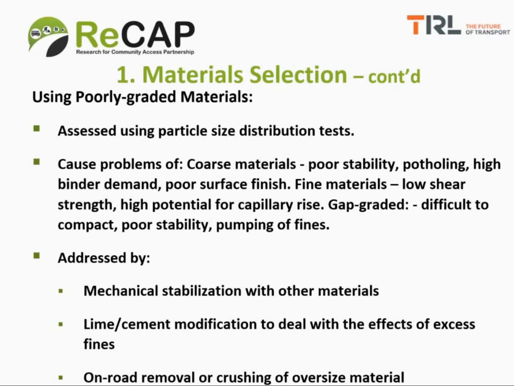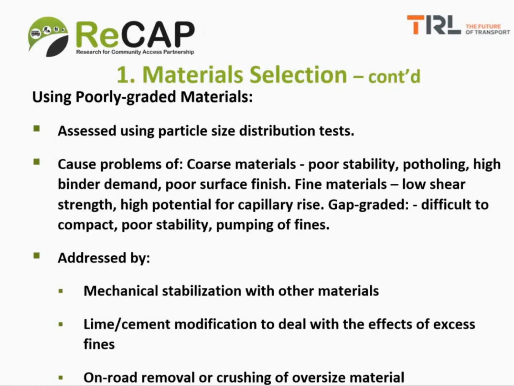And if used in the upper pavement layer or the base course, it can often result in potholing, a high binder demand to fill in voids, a poor surface finish, and for fine materials, they can often present problems of low shear strength, especially again when used in the upper pavement layers. They also have a potential for allowing capillary rise to manifest in the pavement structure.